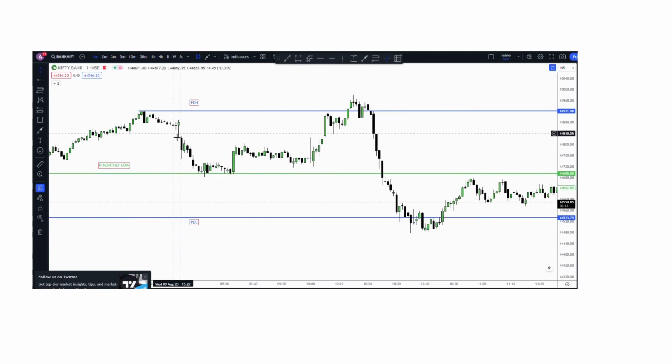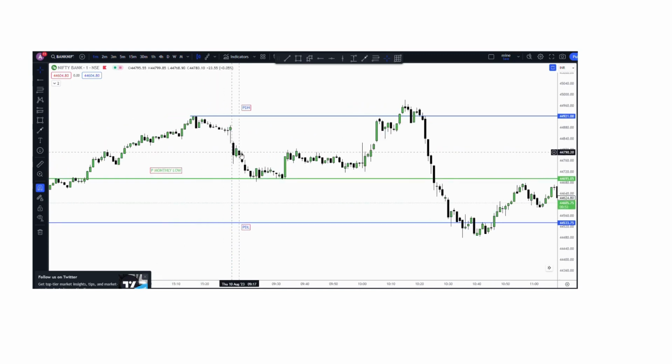So today price opened between previous month's low and previous day high. Okay, it opened at around 44,823, and we were waiting for the market to go and touch one of these levels, either here at previous day high or come down to previous month low and see what price does there. Okay, now we saw price coming down towards the previous month's low.